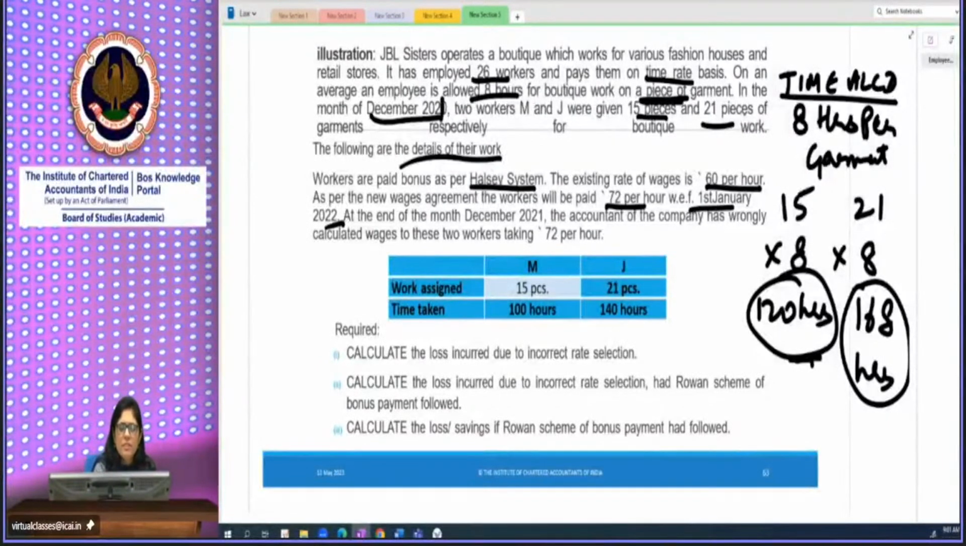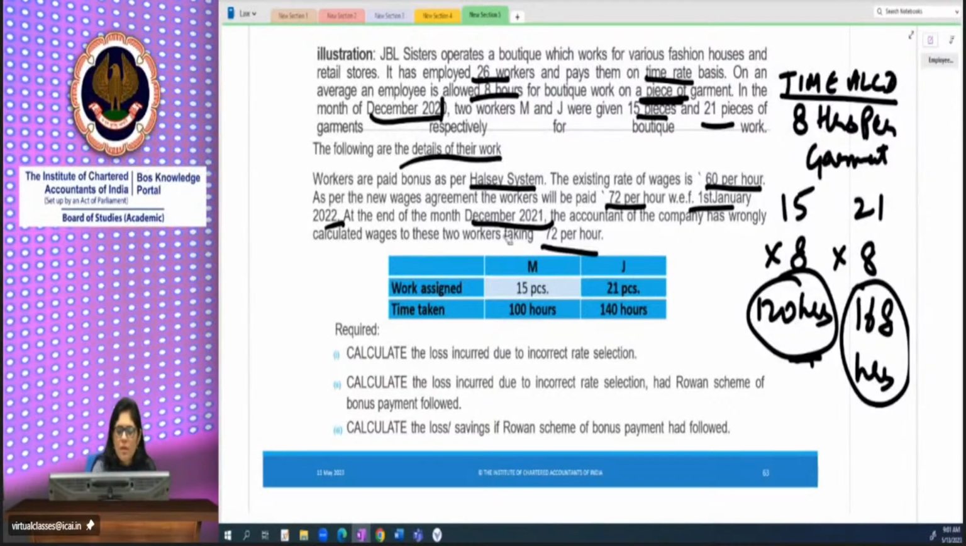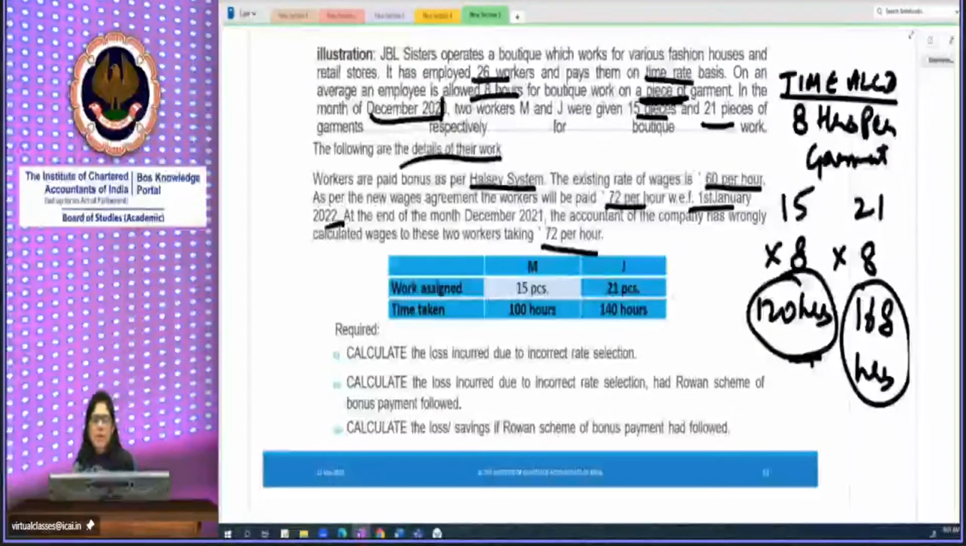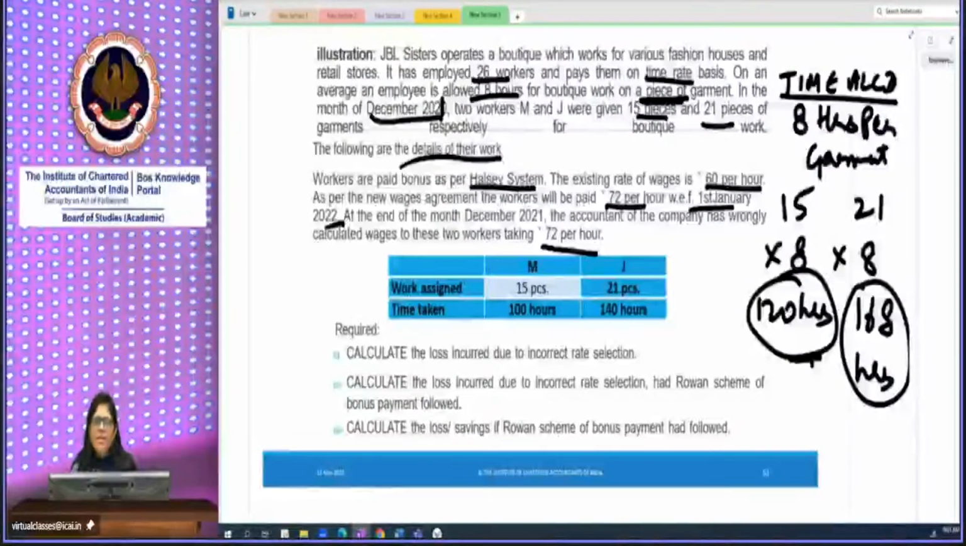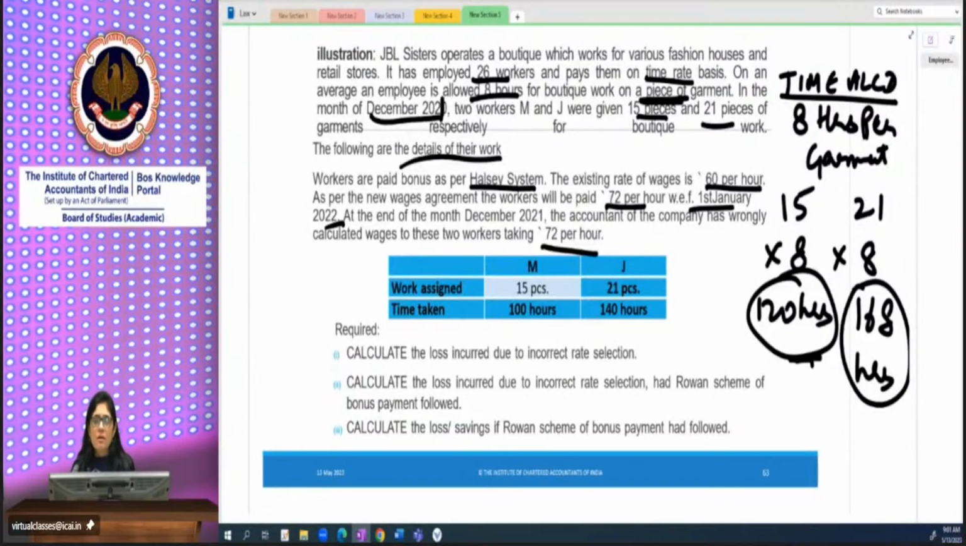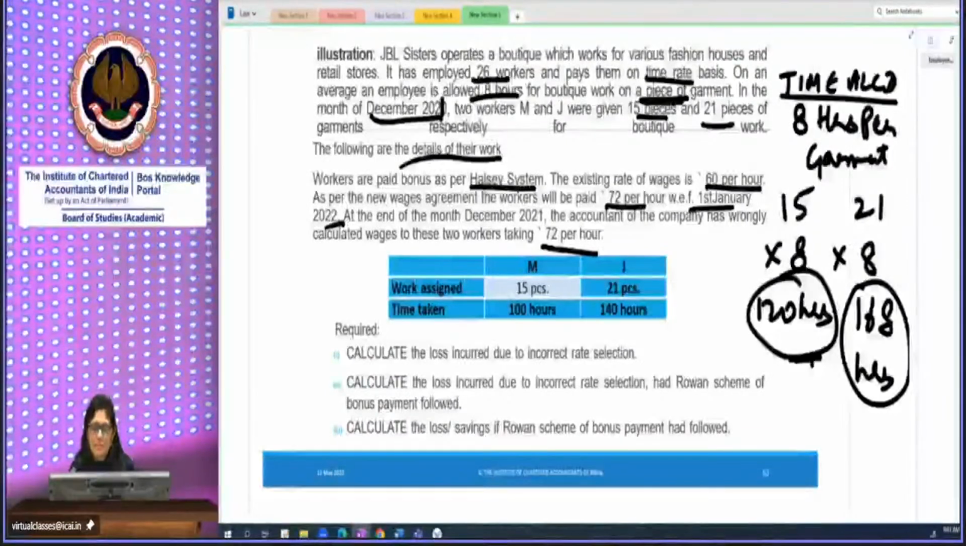So it must be 21 here. At the end of month of December 21, the accountant of the company has wrongly calculated at the rate of 72. Okay. So the accountant has calculated the wages as per 72 per hour, but 72 per hour was to be applied from next month, that is January. For December, the rate was 60 per hour, but the accountant has calculated the wages as per the rate of January, which is 12 rupees higher than the December rate.